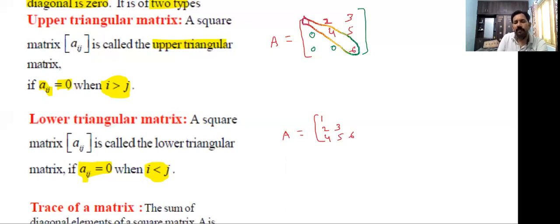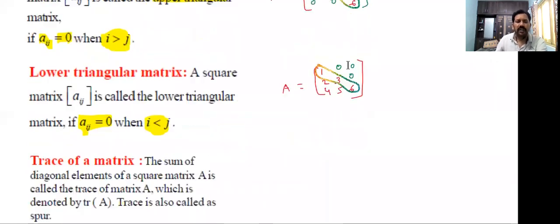Now see the example, then you will understand. 0, 0, 0. Okay, this is a matrix. See here, these are the principal diagonal elements. Above the principal diagonal elements, each and every element is 0, so we will say that the matrix is a lower triangular matrix. Okay.